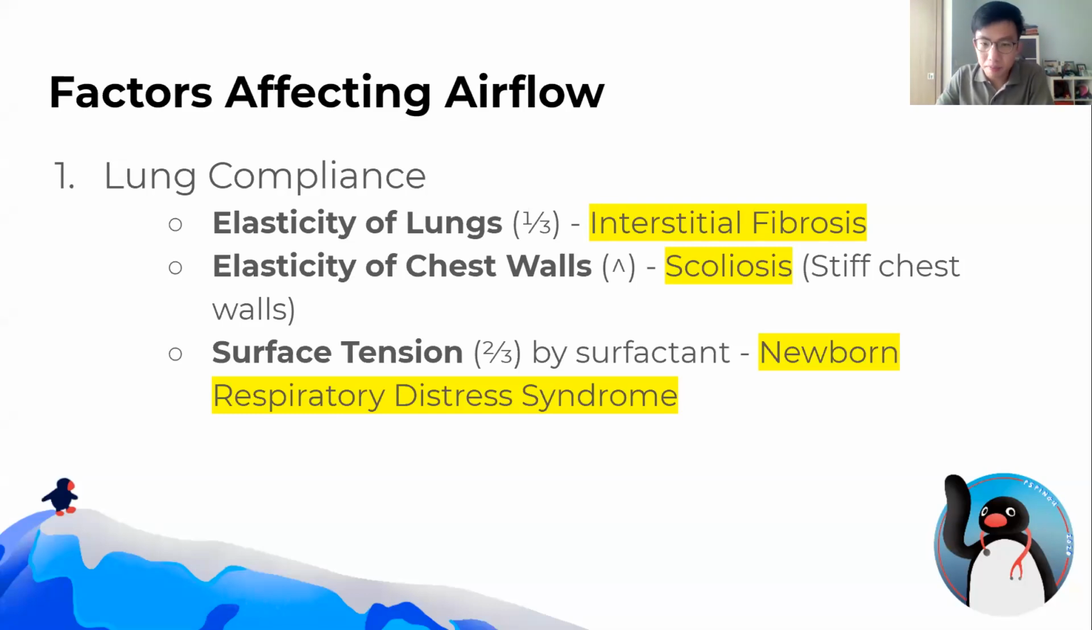And in cases of newborn respiratory distress syndrome, kids have this genetic abnormality where they don't have the pneumocytes that I talked about previously. Because of that, they can't produce surfactant, and the alveoli essentially can't maintain its shape and collapse. Because of that, it will affect the amount of air that can enter your lungs. So that is the whole idea of lung compliance affecting airflow.